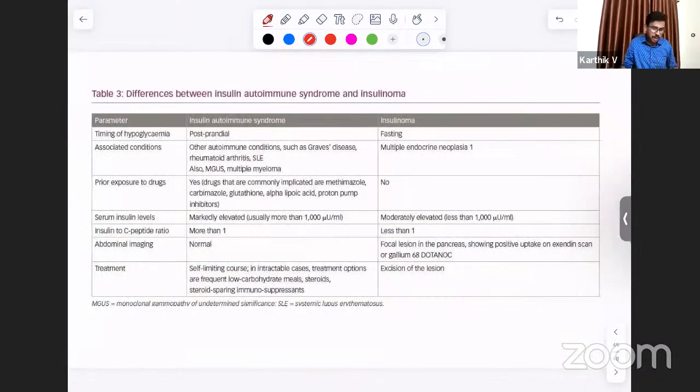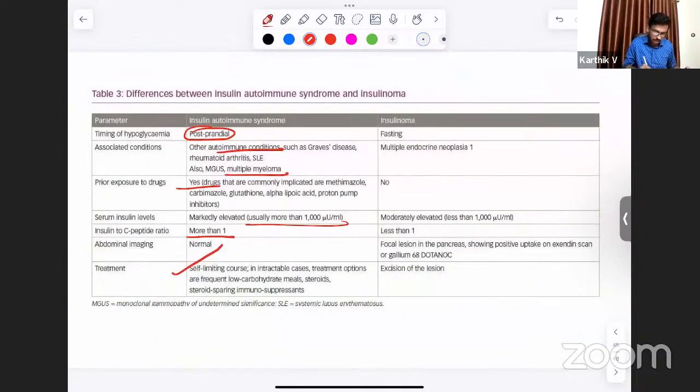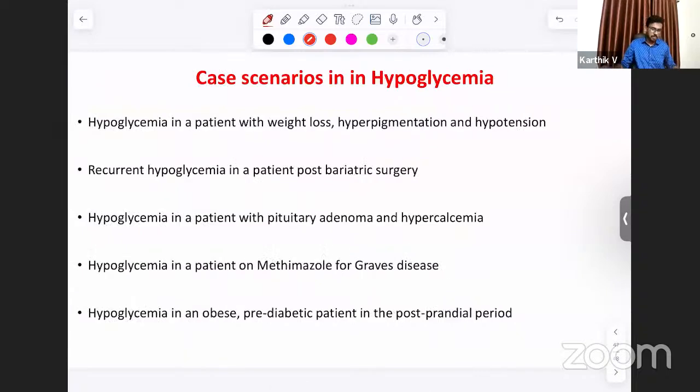So the difference between insulinoma and Hirata: the timing of hypoglycemia, in Hirata, is mostly postprandial. The discussion we have already seen. It is associated with autoimmune conditions, multiple myeloma, etc. Associated with drugs. Then the insulin to C-peptide ratio is more than 1. The serum insulin is usually more than 1,000. And the treatment: once you identify the precipitating cause, withdrawal of the cause would result in resolution. And sometimes you will have to use immunosuppressants, steroids and steroid-sparing immunosuppressants.